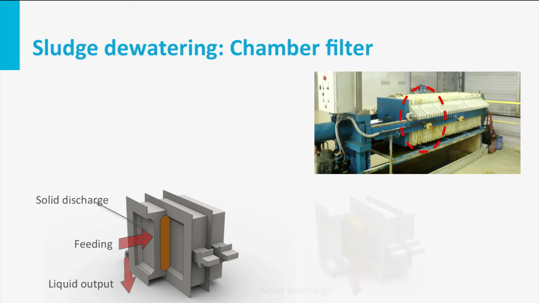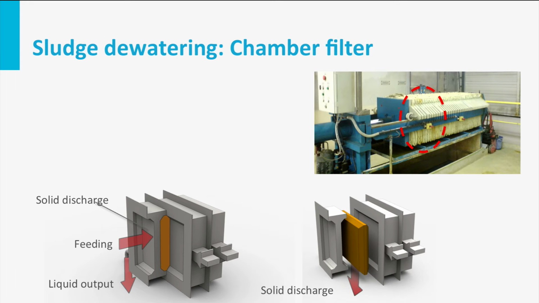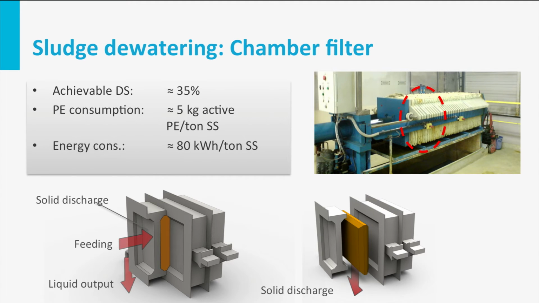The chamber filter press achieves the highest dry solids content, reaching up to 35%. The energy consumption is similar to the filter bell press, and the chemical consumption reaches about 5 kg PE per ton SS. In some cases, wood chips are added to facilitate the drying process. The downside of the chamber filter press is the high demand for maintenance personnel.